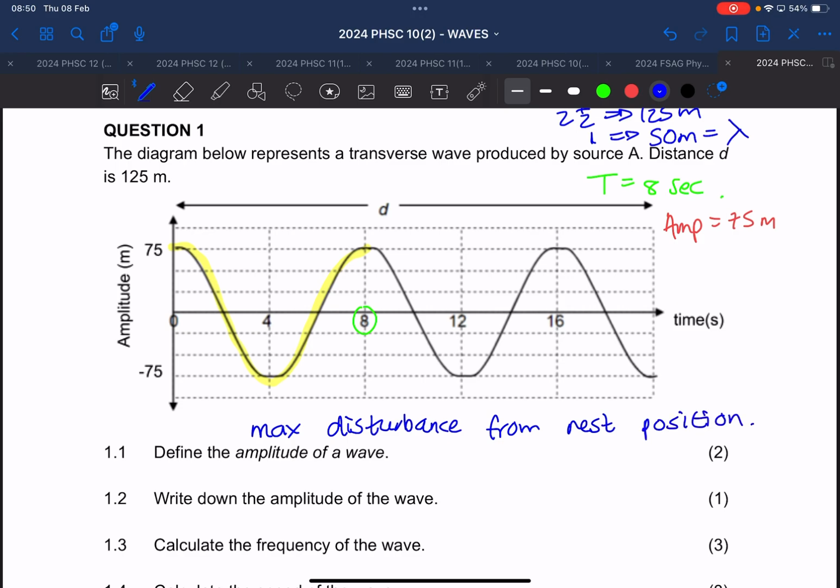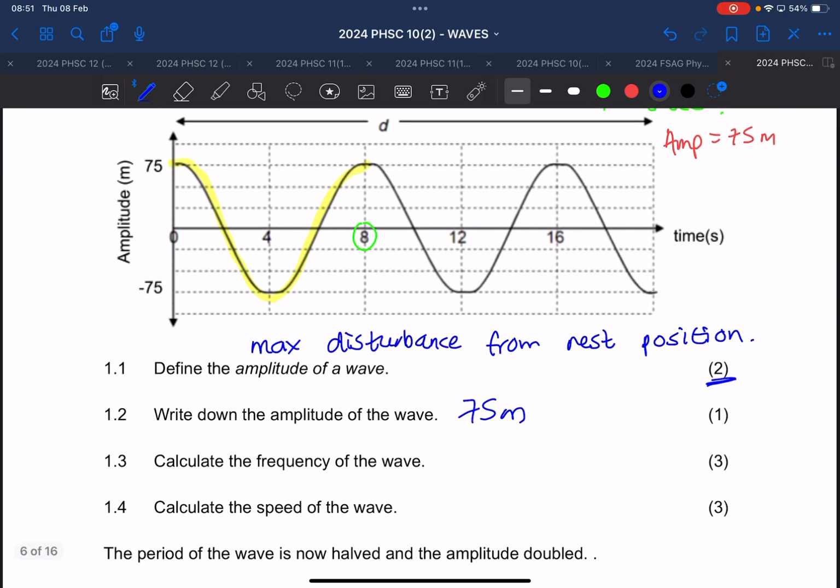Okay, you can see it counts 2 marks, so it's 2 or 0. Says, write down the amplitude of the wave. It's 0 to 75 or 0 to -75. Okay, so the reason why we said yesterday, I think it was D to A or whatever, is because we didn't know the value. But now that we have a value, you're not going to say from 0 to 75. You are just going to say 75 meters. Okay, you don't have to say 0 to 75.